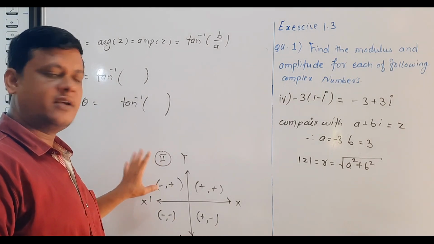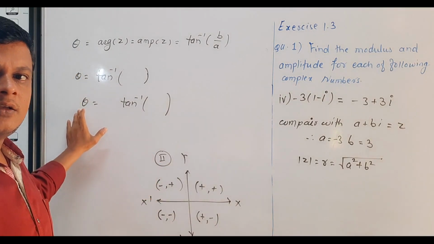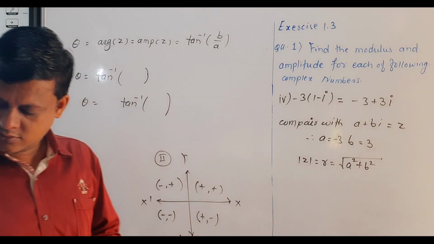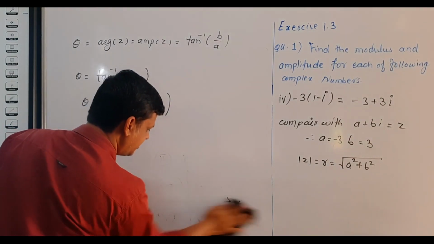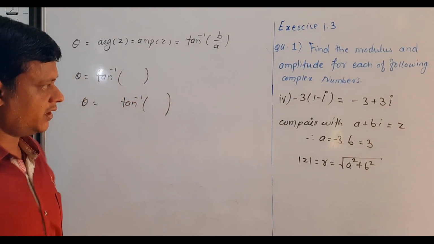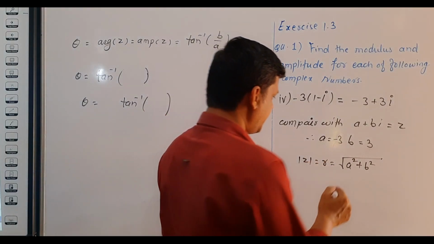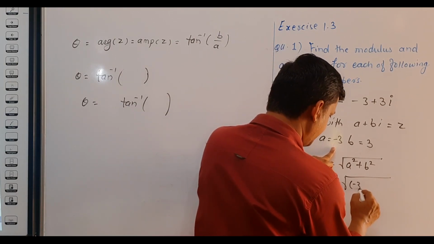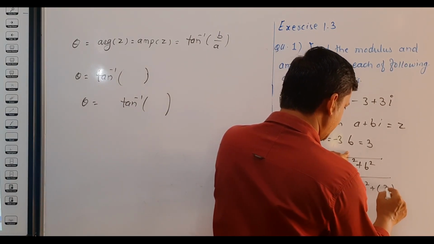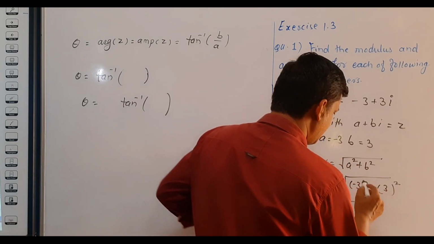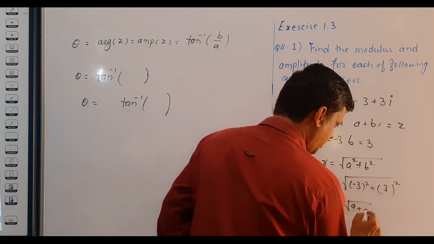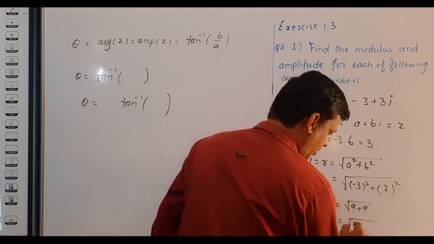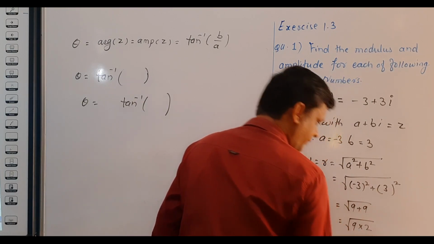So when we have to find the exact value of theta, instead of writing tan inverse, we can use this concept. Now see, modulus of z, that is r, equals a squared, that is minus 3 squared, plus b squared, that is 3 squared. So minus 3 squared is plus 9, plus 3 squared is plus 9. So we write 2 times 9, or 9 into 2.